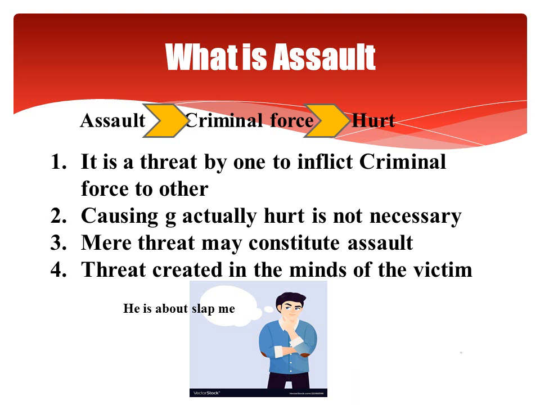So the gist of the offense lies in the effect which the threat creates in the mind of the victim. If any threat or any apprehension of danger has been created in the mind of the victim, then it will be called an assault committed against the other.